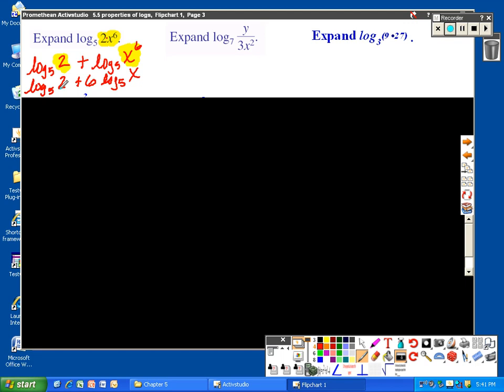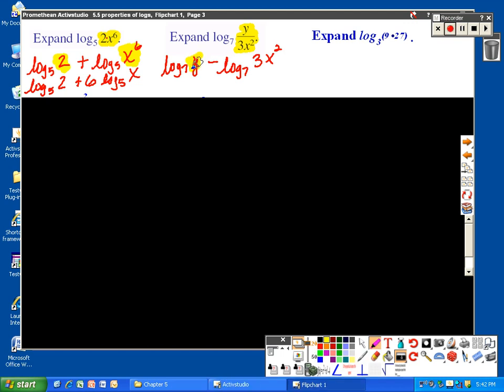Now let's try the next one. Log base 7 of y divided by 3x squared. So I heard the divide by. So when I divide powers, it means I subtract them. So I'll do the same to logs. So it's log base 7 of y minus log base 7 of 3x squared.